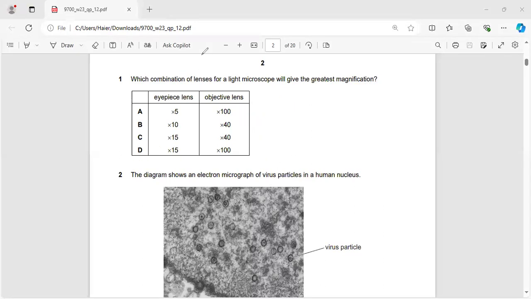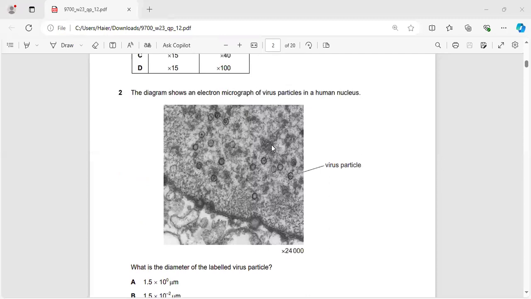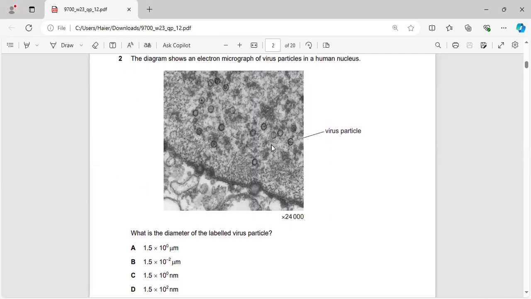Now question number 2. The diagram shows an electron micrograph of virus particles in a human nucleus. This is the virus particle, and its diameter, if we measure it, is around 3.5 or 3.6, between 3.5 and 3.6, in millimeters.